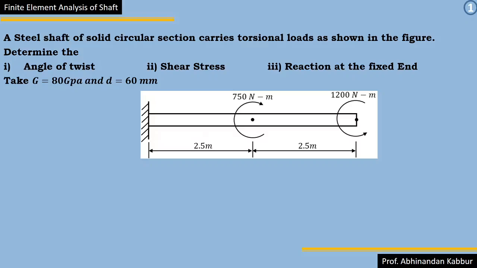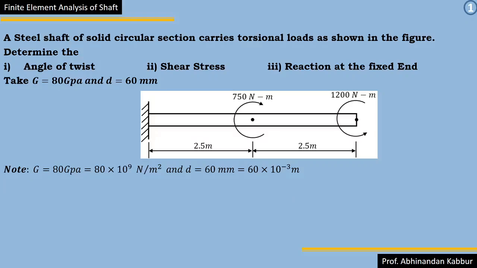Then I need to find out what is the shear stress in the shaft, then the reaction at the fixed end. So he has given the modulus of rigidity value, that is 80 gigapascal, and the diameter of the shaft he has given 60 mm.